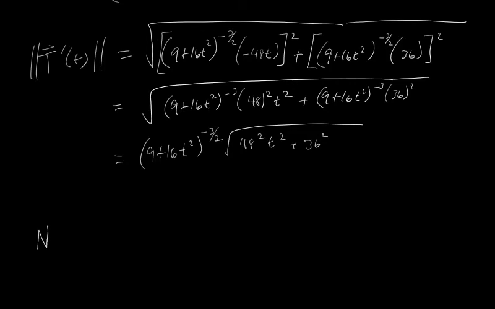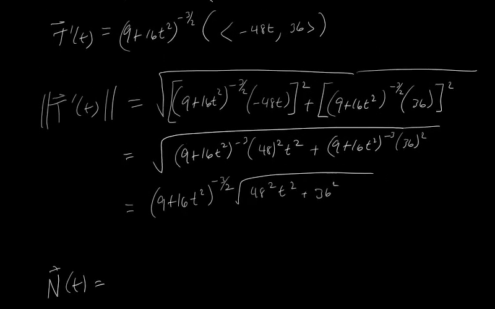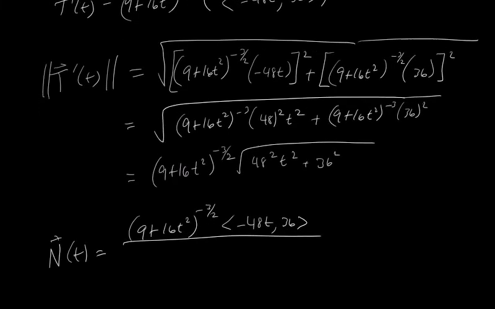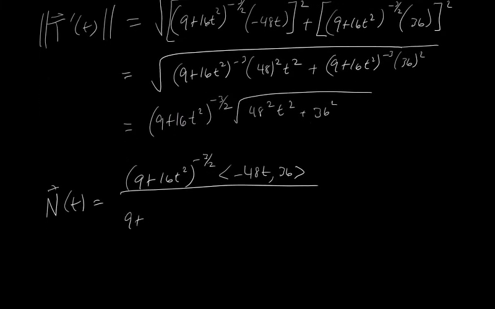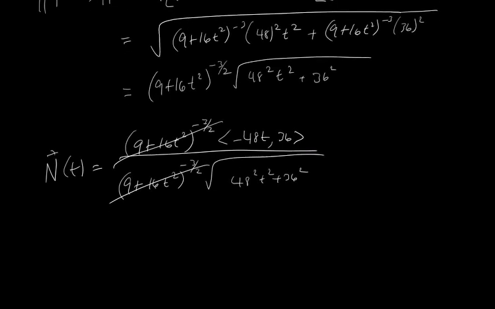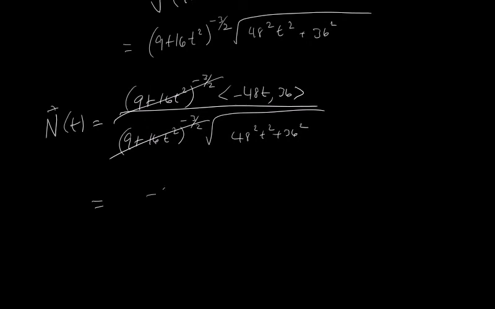All right, so N of t is equal to, okay, we need to find T prime. So that's (9 + 16t²)^(-3/2) times the vector <-48t, 36>, divided by the magnitude, which is (9 + 16t²)^(-3/2) times the square root of 48²t² + 36². So that's nice. We get some good cancellation. Okay, so this is equal to <-48t, 36>. That's our vector. And 48 squared and 36 squared.